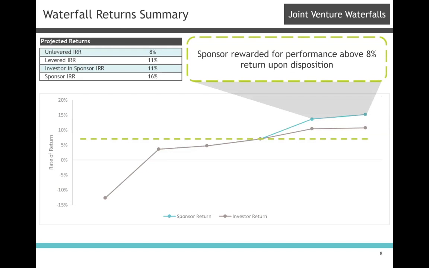So here is a payout chart, you could say, showing the superior performance reward that the sponsor gets. In our situation, with all the sales and after paid returns, the sponsor gets a return of 16%, and the investor gets a return of 11%, which is still above the 8% return, which aligns with core Class A properties.